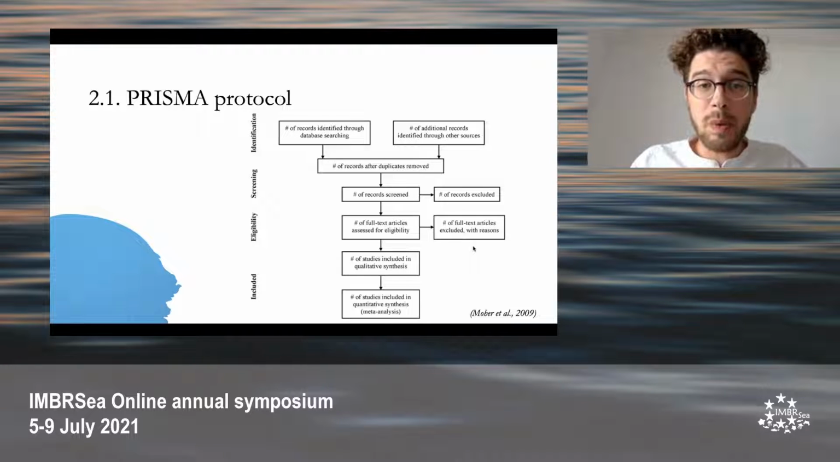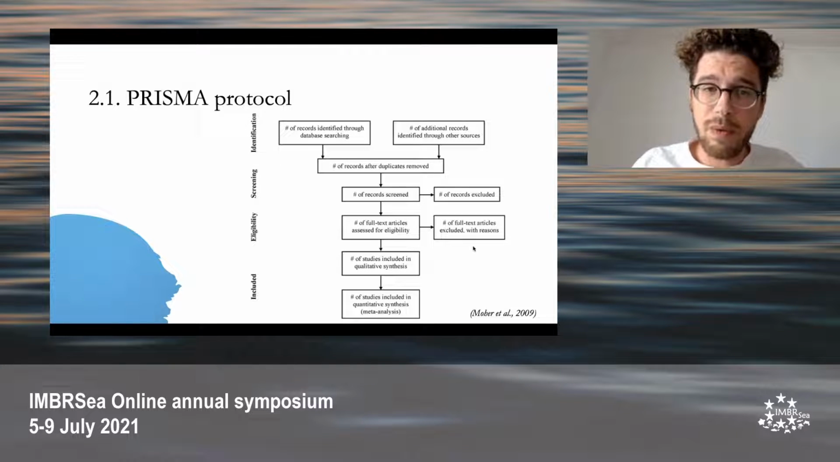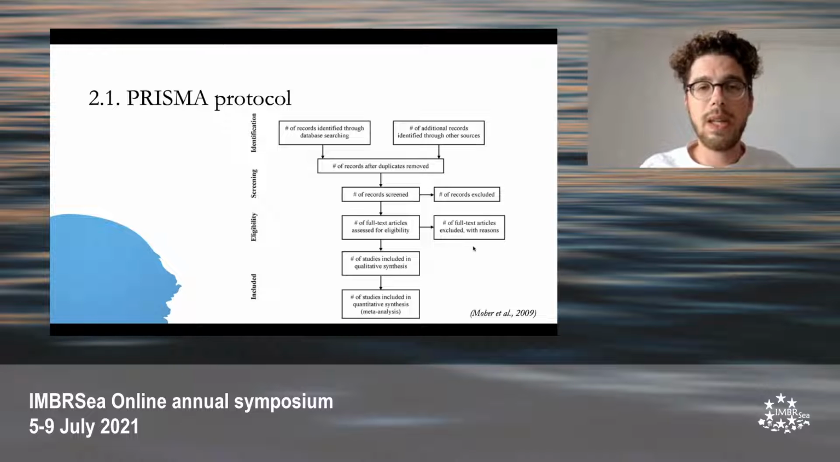The PRISMA protocol is a guidance of 4 steps. You have identification, screening, eligibility, and included. For the identification part, you have a number of records identified through database searching, in our case, the Web of Science. We had a number of additional records identified through other sources. Those pooled together then underwent screening, which we did by assessing their abstracts to see if they report the values we're interested in. And that was concluded at the end of March. By the beginning of April, we started assessing the remaining articles' full text and extracting the values of interest.